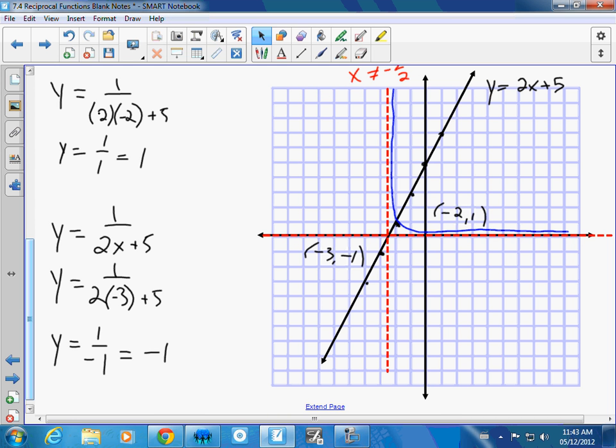Comes along. The graph goes through this point, negative 3, negative 1, and then gets closer to the vertical asymptote. What is this negative 1?